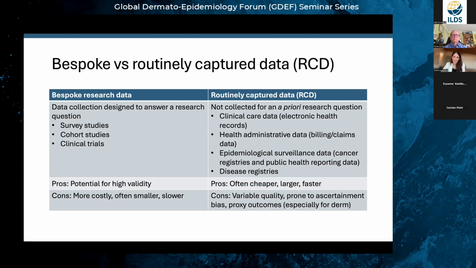They're certainly prone to ascertainment bias because they weren't designed to collect the data we need. They just have the data that happened to show up for whatever reason the person was there. And there are a lot of proxy outcomes, especially for dermatology, where, as I described, we often have disease categories, but not a lot of nuanced, detailed laboratory or quantitative information.